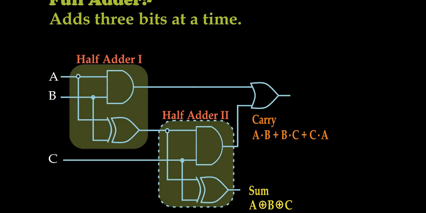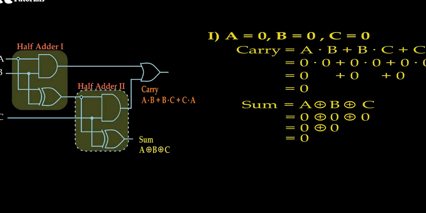It can be constructed using 2 half adders and an OR gate. From the logic diagram, you can see 2 half adders are used. The carries of the half adders are ORed, and the sum of the first half adder is added with the third bit as C. So here 3 inputs are there, so there will be 8 possible combinations.